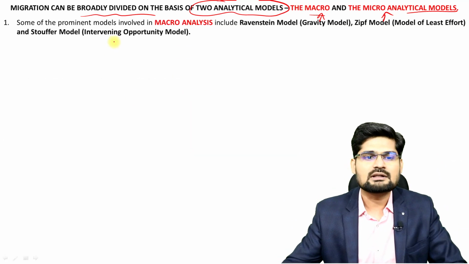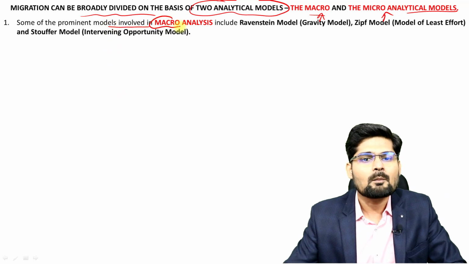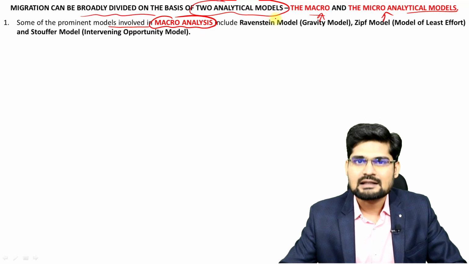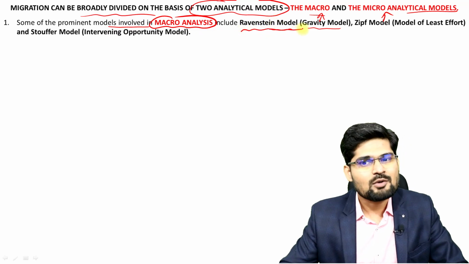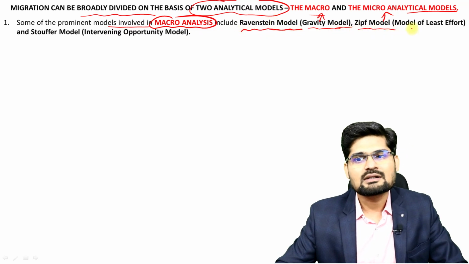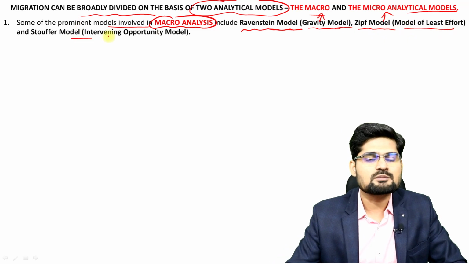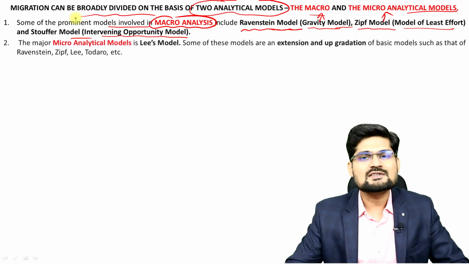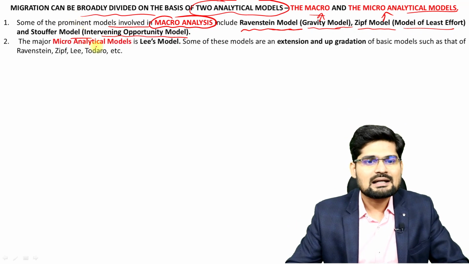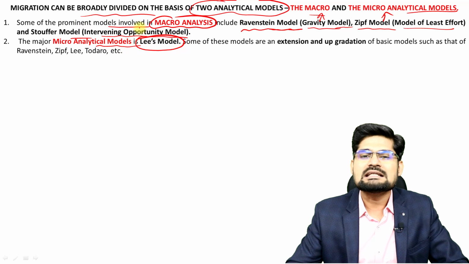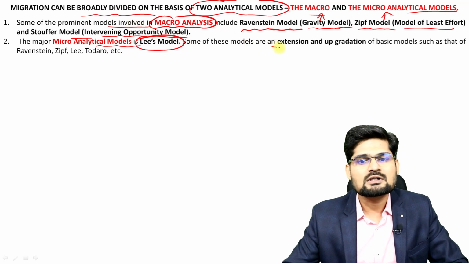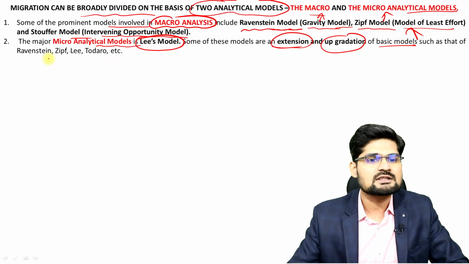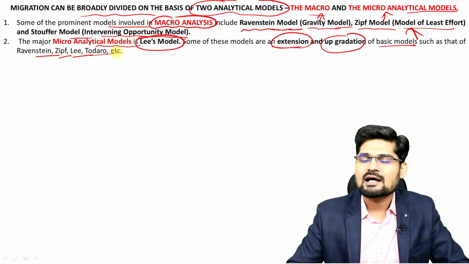So first of all, if we understand the prominent models that involve the macro analysis or macro model analysis, as we say, the names of the theories are the famous Ravenstein model, gravity model, Zipf's model, that is model of least effort, and Stouffer's model, that is intervening opportunity model as well. Now the next one, which is the microanalytical models. So microanalytical models, the most famous one is the Lee's model. So some of these models are also extension and upgradation of the basic models, which are the original models given by Ravenstein, Zipf, Lee, Todaro and several others.